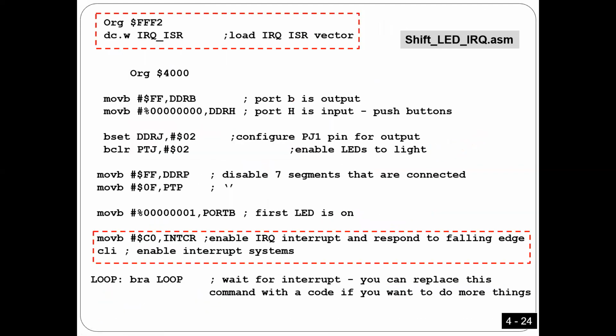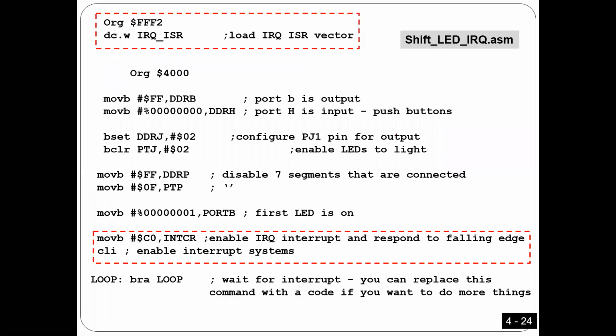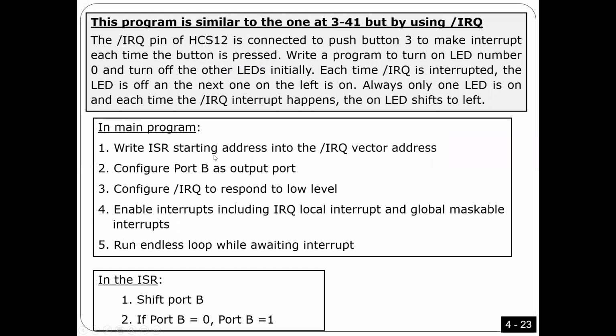Great. So here in this example, what we want to do is, as I explained last time, when I press a button, I want to shift the LED. When I press a button, I want to shift the LED. That's explained last time, okay?